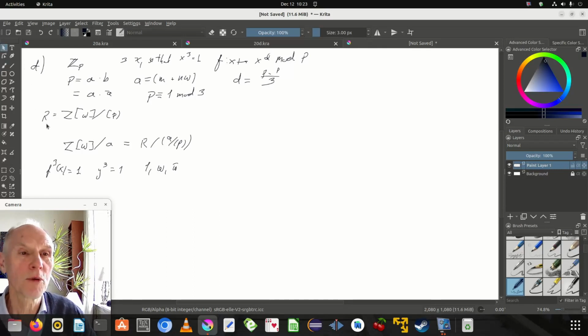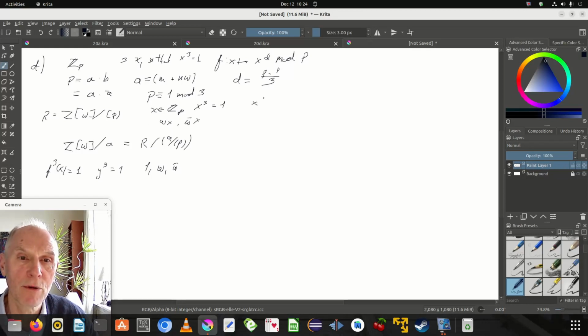I couldn't really see the problem, but then it appeared to me that up here we have a lot of solutions. So the solutions in Z_P: if we have an x in Z_P so that x to the third is 1, then omega x and omega bar x are other solutions.